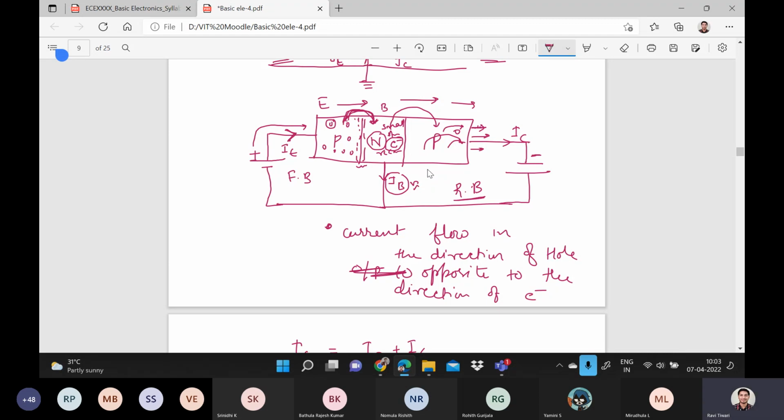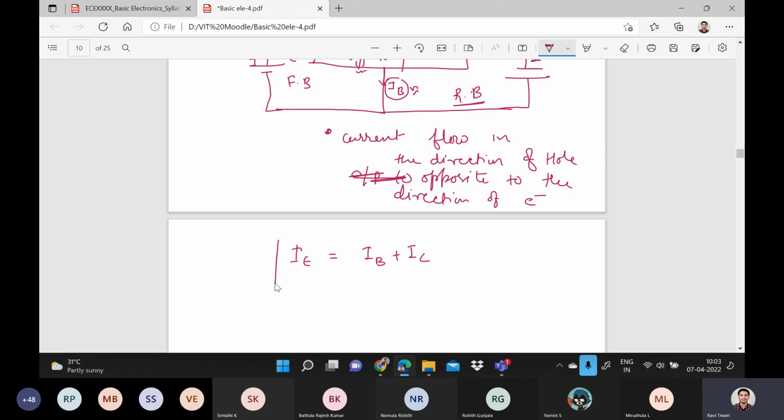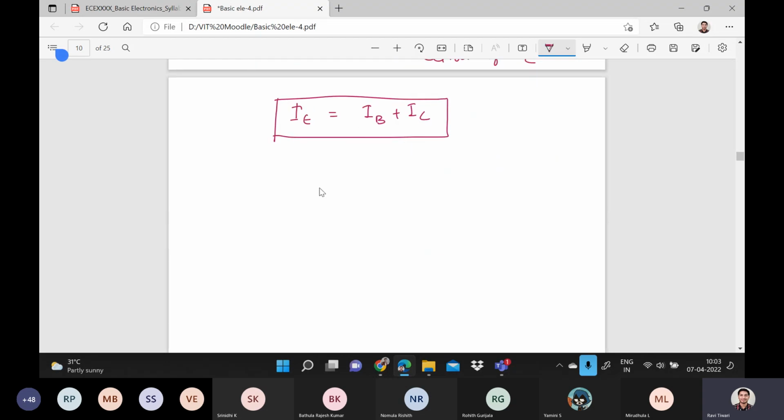As IB is very small, it is actually the combination of what? A collector current. So IE is equal to IB plus IC. Now similarly, you can see the procedure with the NPN transistor. This is the NPN transistor. I'm again doing the same thing, so I'm not explaining much here.